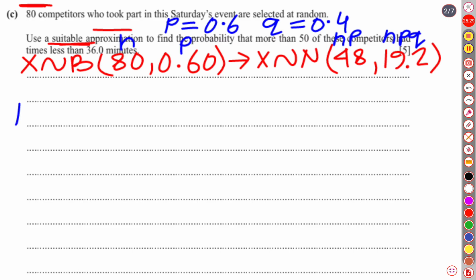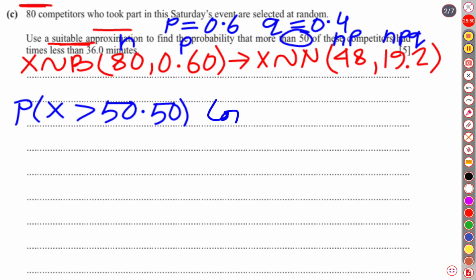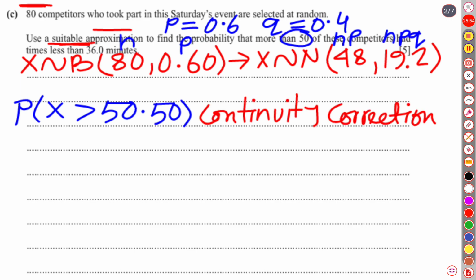Our solution is the probability of X. Use a suitable approximation to find the probability that more than 50. Look at this, more than 50. So X greater than 50, if we apply continuity correction, is going to be 50.5. Please don't get confused with this continuity correction. Because it is more than 50, if we apply the continuity correction concept, then it is 50.5.